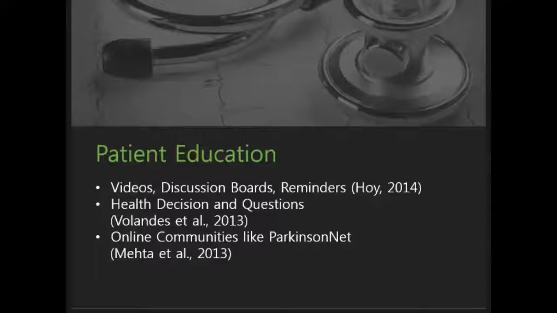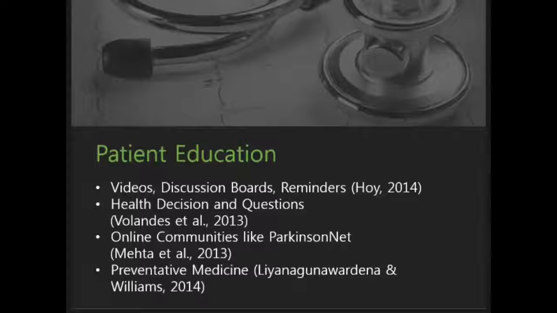In the Netherlands, there's a program called Parkinson Net, which has created an online learning community with ongoing patient education that is supported by professional societies. And there's also some evidence that patient education MOOCs, including MOOCs designed to teach about contraception and nutrition, could provide future potential for use of MOOCs for preventative medicine.